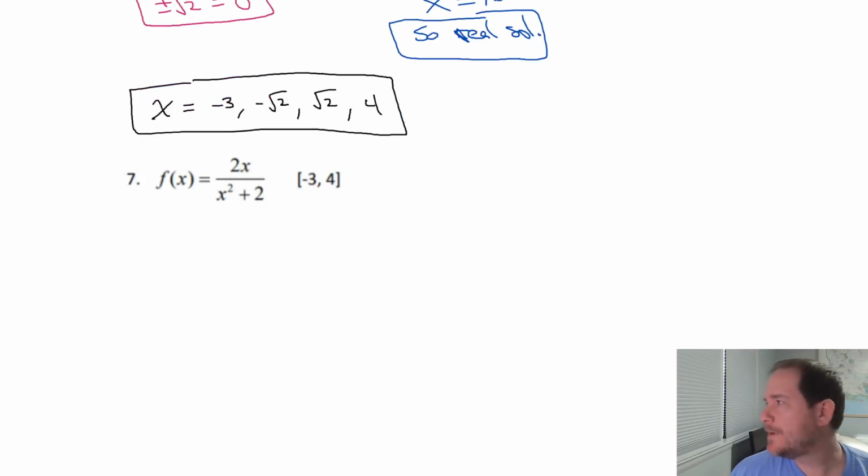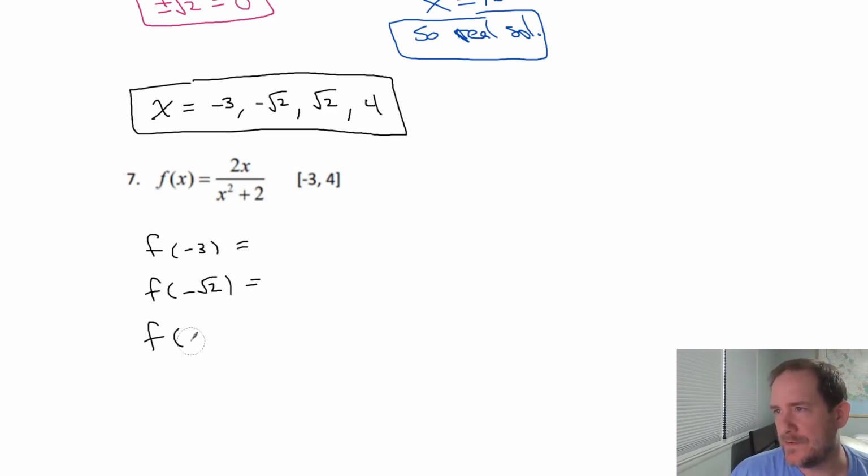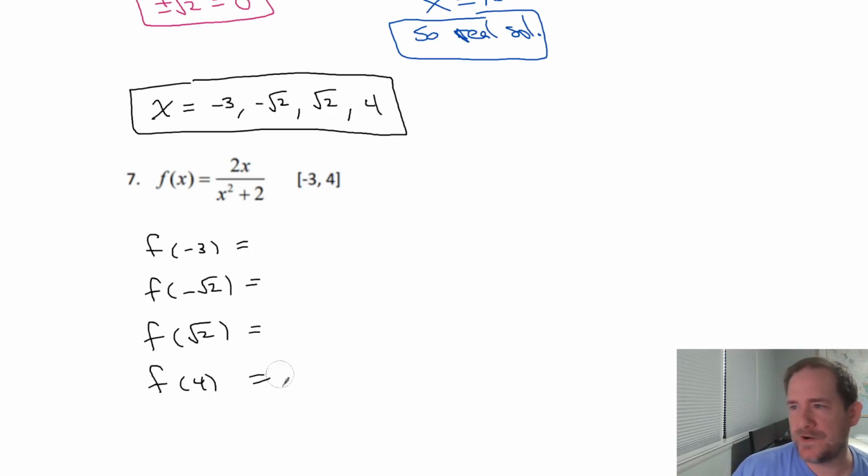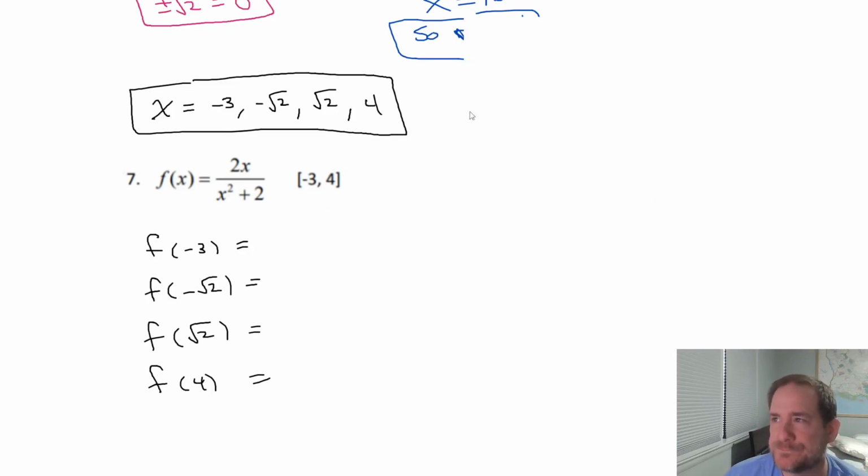All right, so we would want to find these four values, and we know that f of negative 3, f of negative root 2, f of root 2, and f of 4. Those are going to give us values, and again, we just want to find whoever's the biggest, that'll be our absolute max, whoever's the least, that'll be our absolute min. And the fastest way to do this is just to pull out the calculator again.